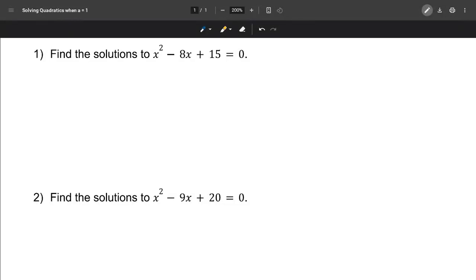In this video we're going to find solutions to quadratics where the number in front of x squared is 1. So let's look at problem number 1. Find the solutions to x squared minus 8x plus 15 equals 0.